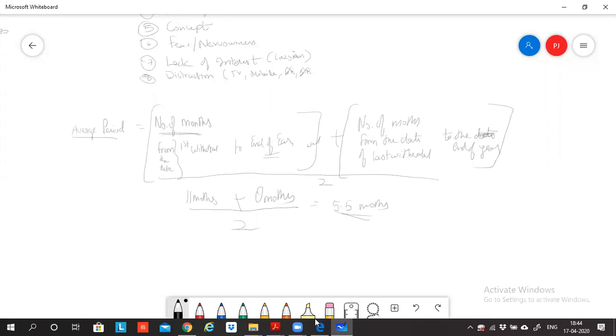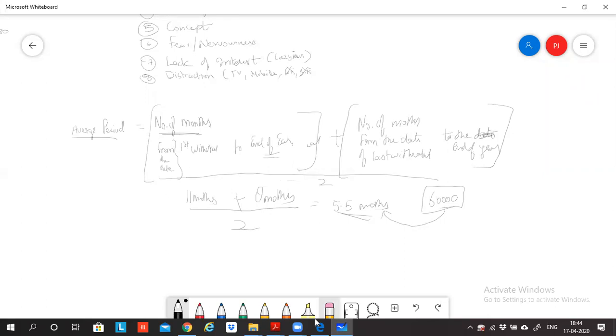So this means this 60,000 rupees which this person has withdrawn in the entire year, on an average, I repeat, on an average, is used by the partner for 5.5 months. Are you able to follow? Yes, sir. Can you explain the formula again, sir? I'll explain. Don't worry.